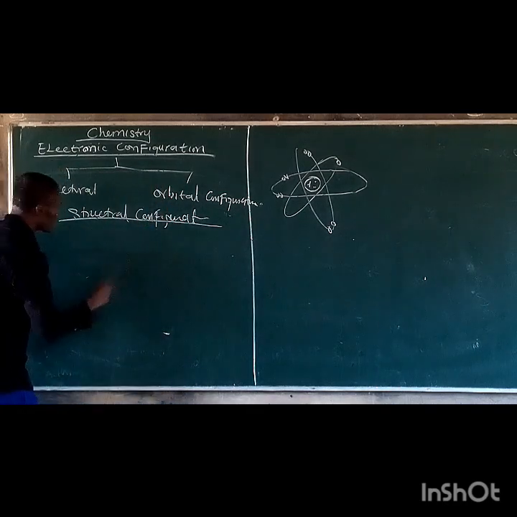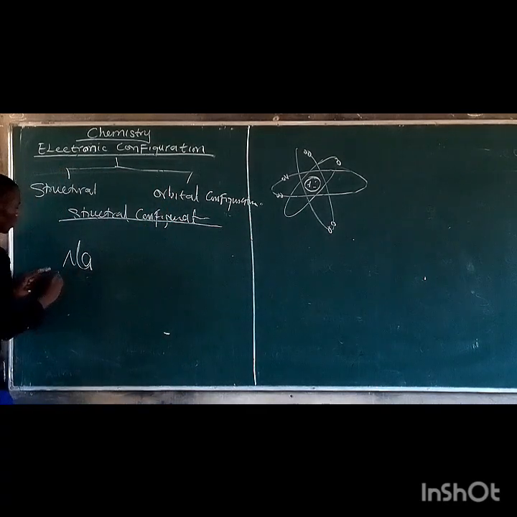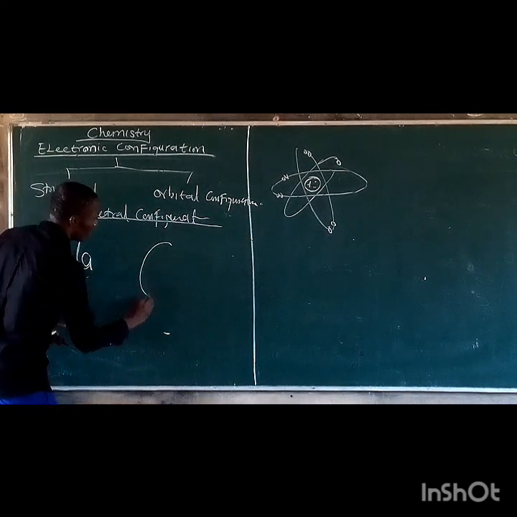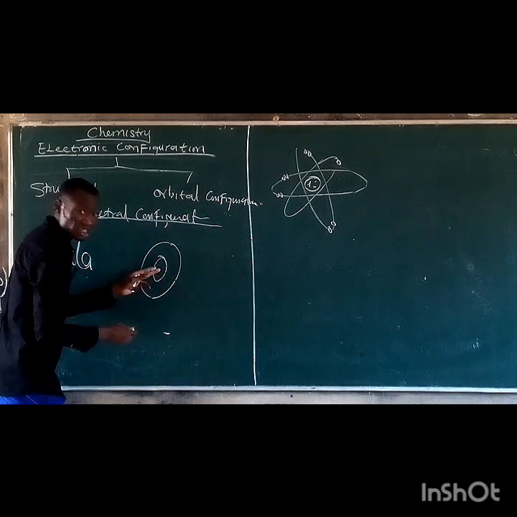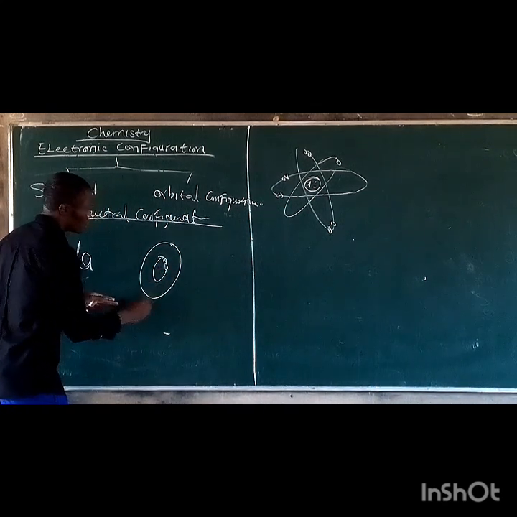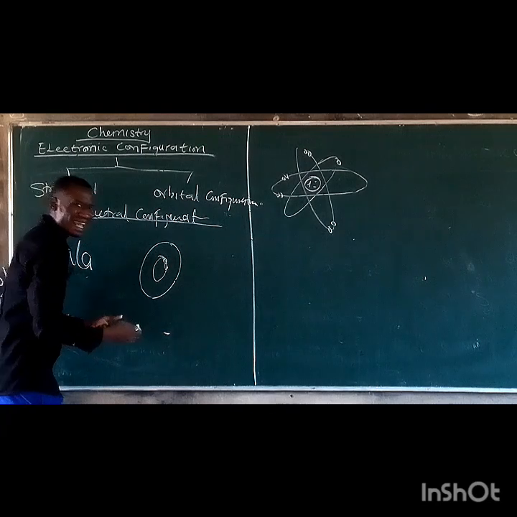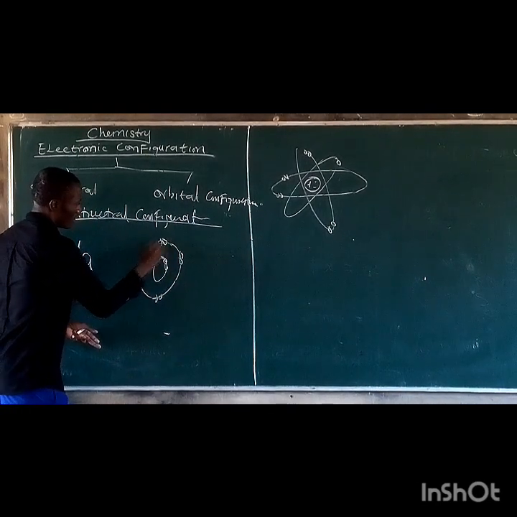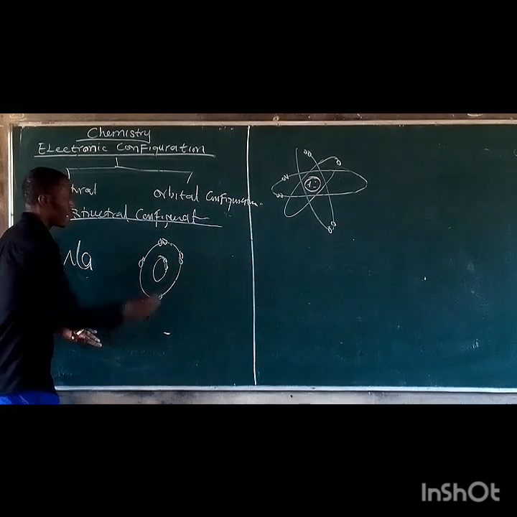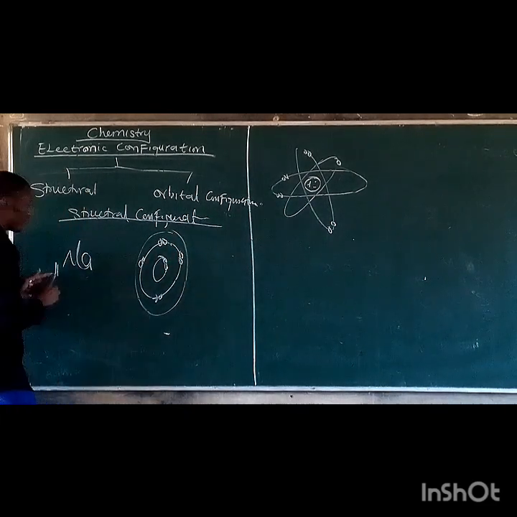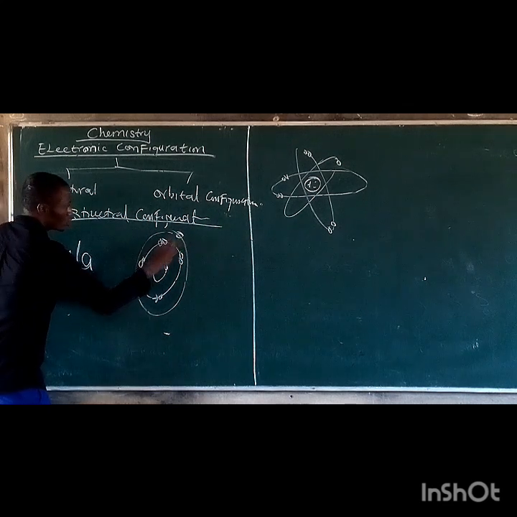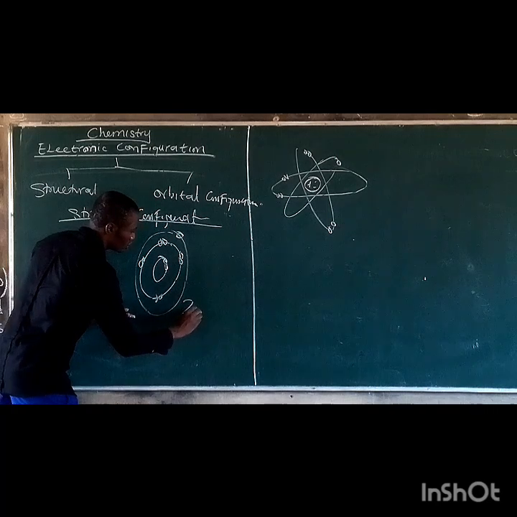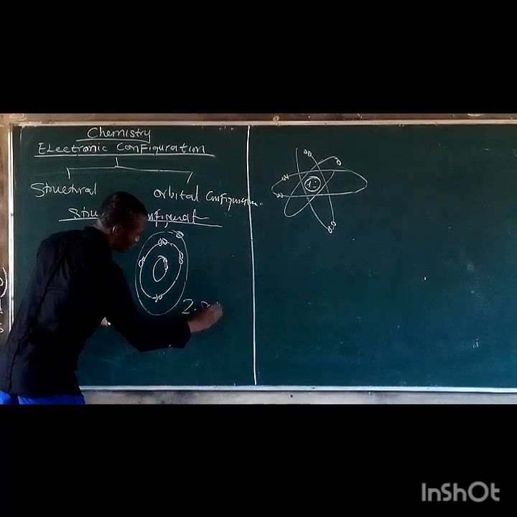For instance, let's take sodium. Sodium is atomic number 11. So the structural configuration is: the first shell contains 2 electrons, the second shell contains 8 electrons. 8 plus 2 is 10. Now it remains 1 to make 11 because the atomic number is 11. So we put 1 here. This is the structural configuration of sodium: 2, 8, 1.